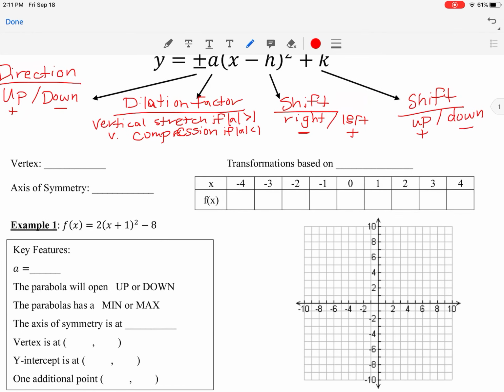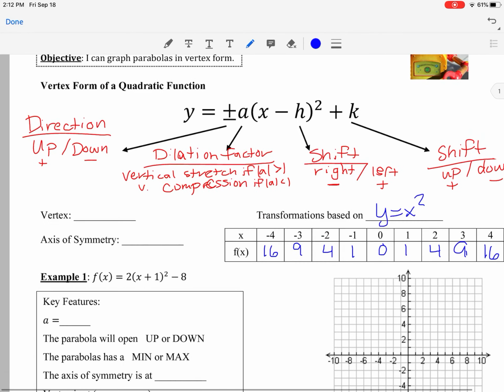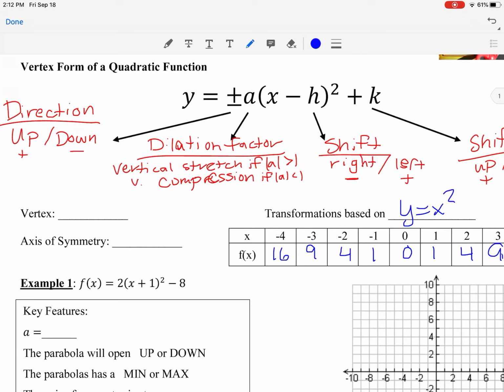And all of these transformations are based off of the equation y equals x squared. That's our basic function, y equals x squared. That's our parent quadratic function. So we can plug in all of these x values. So -4 squared is 16, -3 squared is 9, -2 squared, and so on and so forth. And the square is what makes everything positive, because if you multiply any number times itself, there's no way you can end up getting a negative number. And 16.